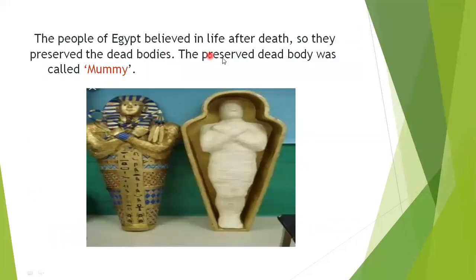Next, the people of Egypt believed in life after death, so they preserved their dead bodies. What do they call a preserved dead body? It is a mummy. They believed that after death people have life, so they preserved the body with special oil, wrapped it in white cotton clothes, and kept it in a coffin. They are called mummies.